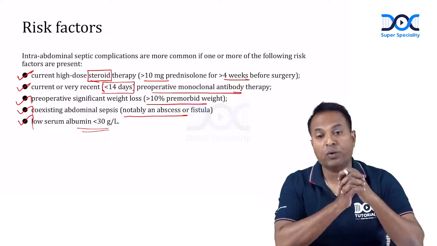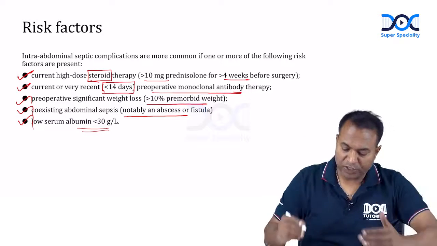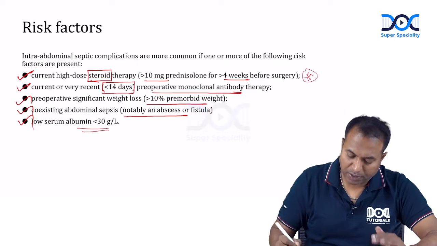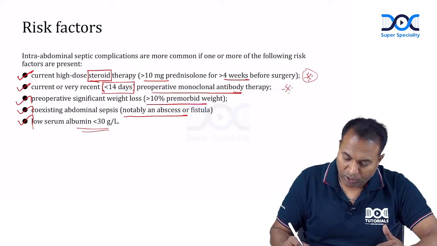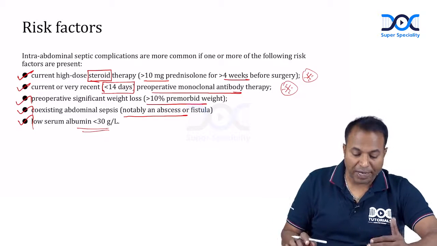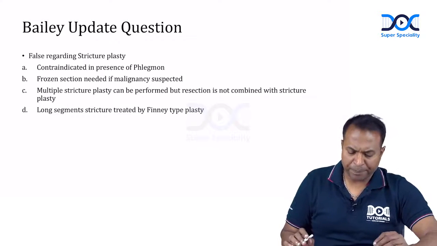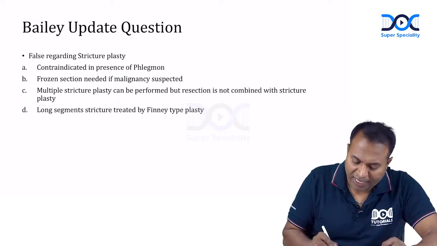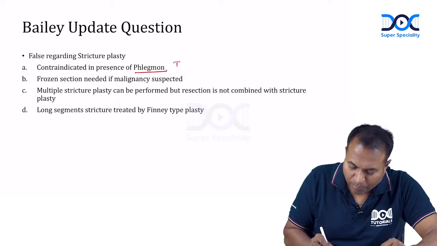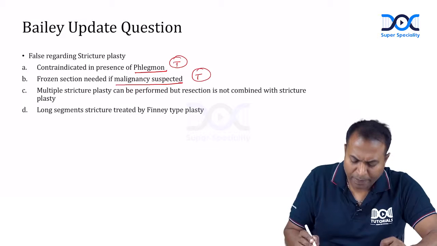Therefore, when you are going to do some surgery for a patient with Crohn's disease, we should stop high dose steroids given for more than 4 weeks, and not use monoclonal antibodies for at least 2 weeks. These are all needed for preventing intra-abdominal septic complications. So, strictureplasty is one of the commonly done surgeries. It is contraindicated in the presence of phlegmone. True. Frozen section is needed if malignancy is suspected. True.